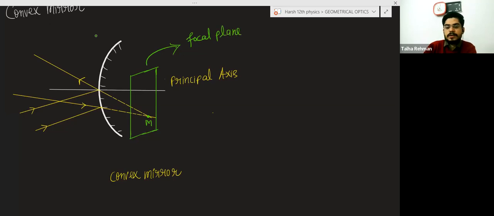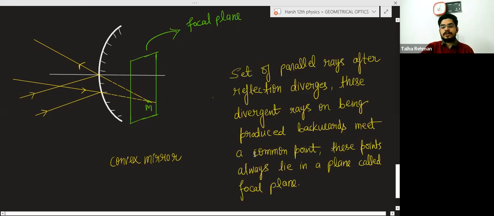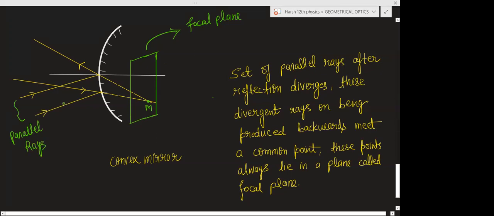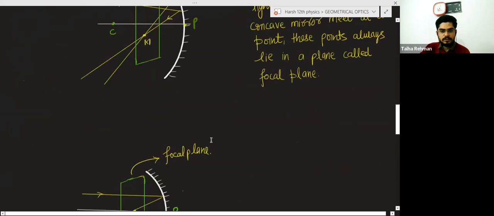Focal plane and principal axis. No need to mark the principal axis; we know what the principal axis is. So this is a definition you can write. A set of parallel rays, these are the parallel rays, after reflection become diverging in nature. These rays are getting diverged from the mirror. These divergent rays, on being produced backward, meet at a common point, and here the common point is M. This common point always lies in a plane called the focal plane. Now you can note it down.